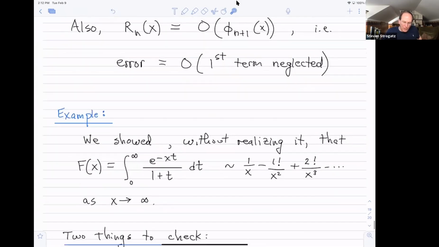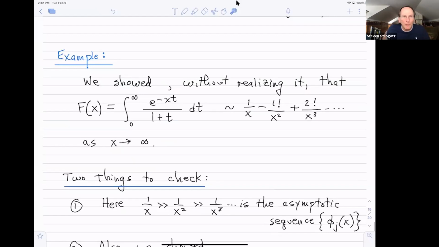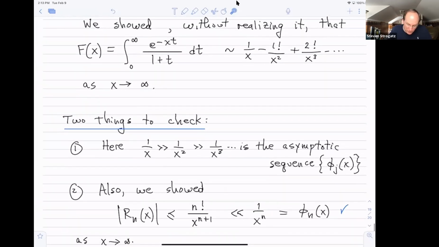An example of all this is what we just did. I mean, we did all of this without realizing it. When we expanded that integral and got this expression for it, we were actually deriving a genuine asymptotic expansion of that integral. So it's valid to write this in the sense of asymptotic expansion. To check that it really was an asymptotic expansion, what do you have to do? You have to check that these are terms in an asymptotic sequence, and they are as x goes to infinity.